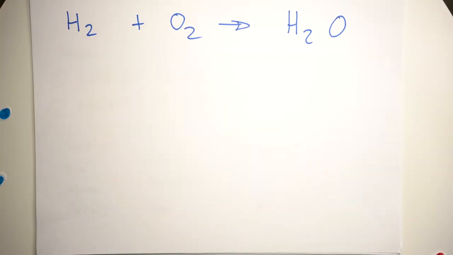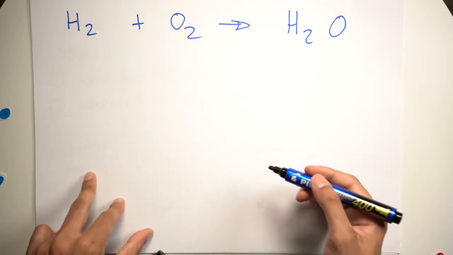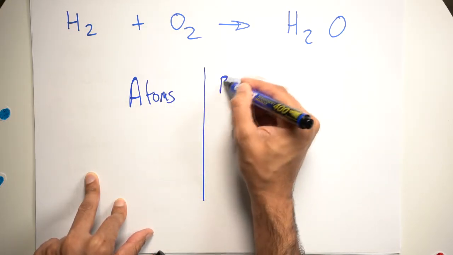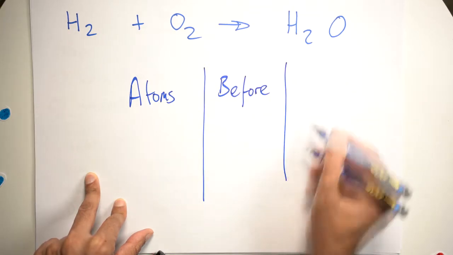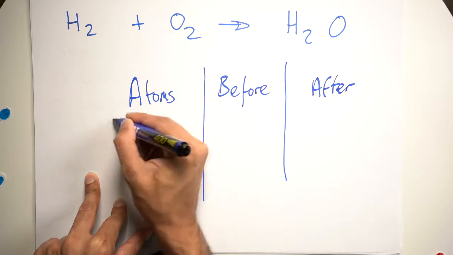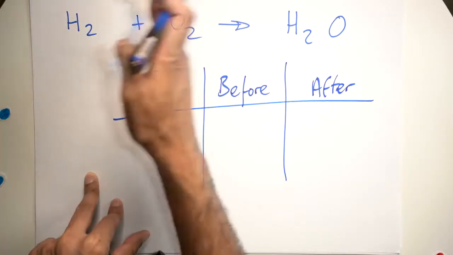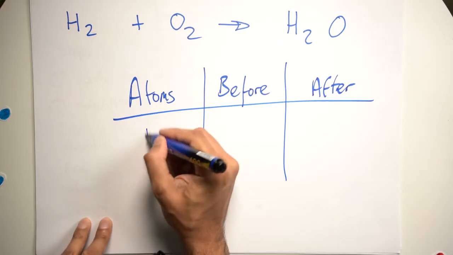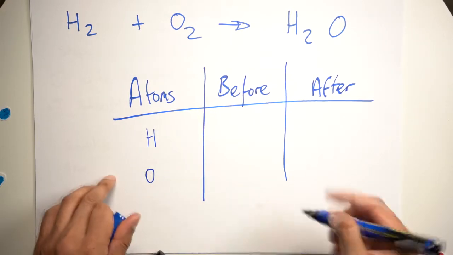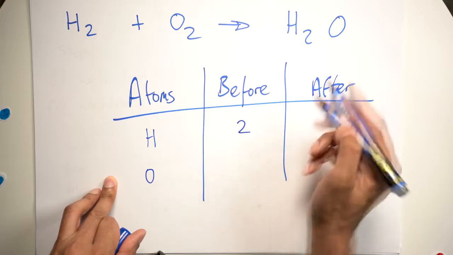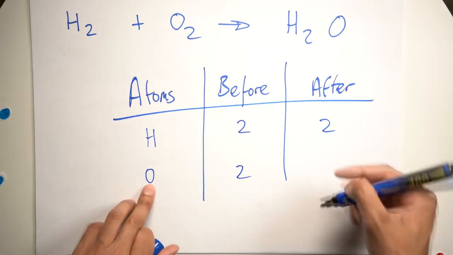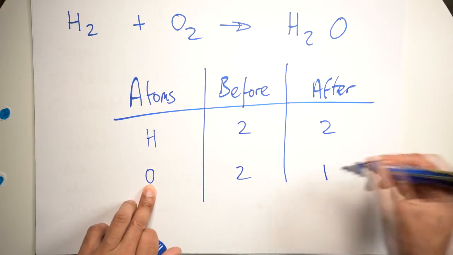Okay, let's look at another way how to work this out without doing all of those drawings, because drawings take a long time. So now we have to come up with a table, and my table says atoms, I've got before, and I've got after. Okay, and it's talking about before the arrow for the reactant side and after the arrow for the product side. So the atoms we have are hydrogen and oxygen. Before we've got 2 because H2. After we've also got 2 because of H2. Before for oxygen we have 2, and after for oxygen we have just the 1.